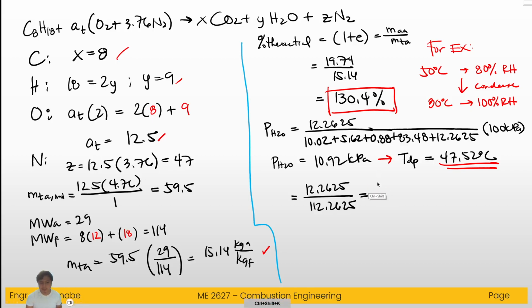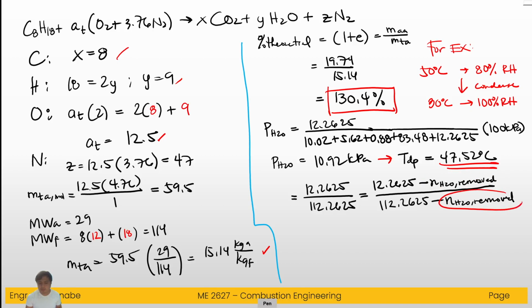So what would happen is, from 12.2625, after a while, this will be reduced by the number of molecules of H2O. So we will remove H2O, no? Okay? And then, if this is removed, then the total number of molecules will also be reduced. So we have 112.2625 minus the number of H2O that is removed as well. So we want to solve here the number of molecules of H2O that can be removed.